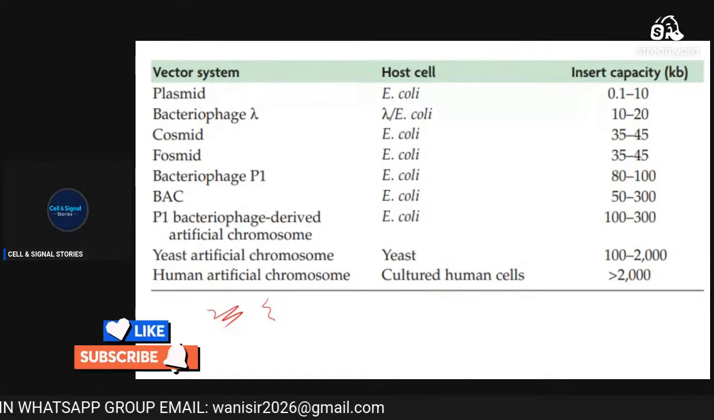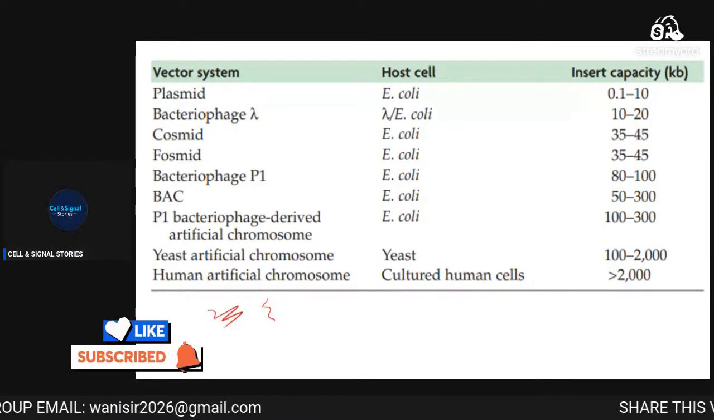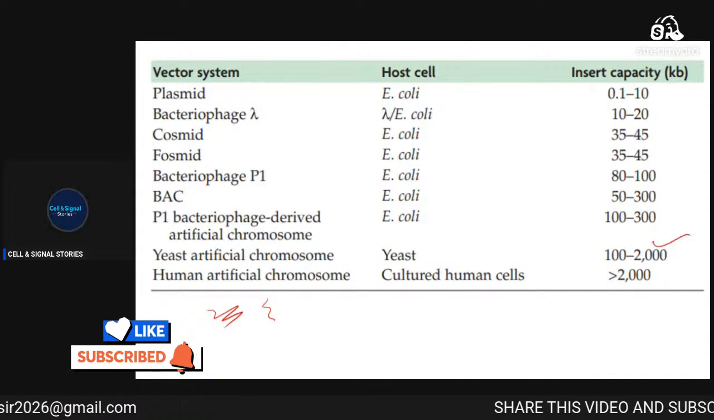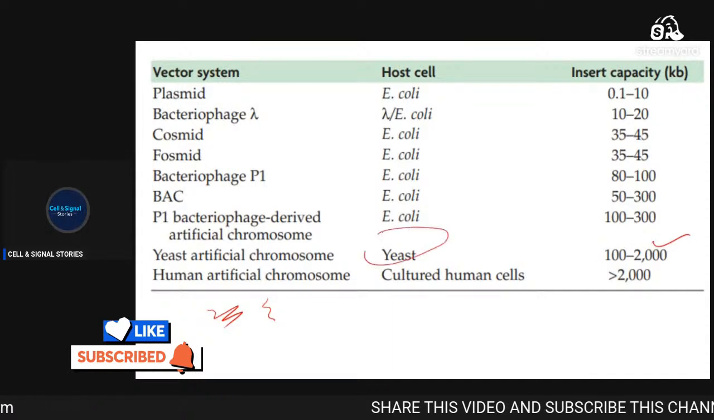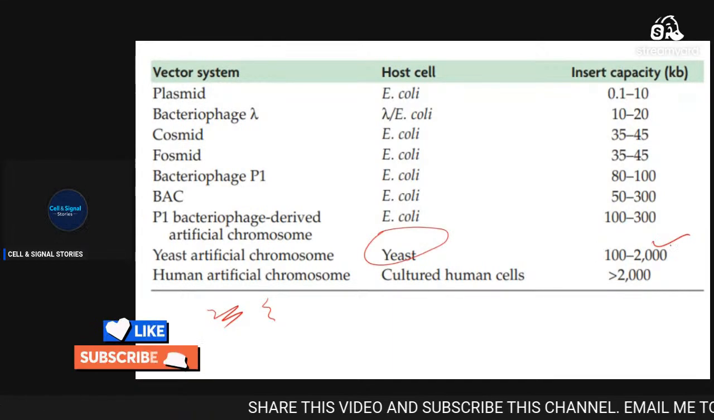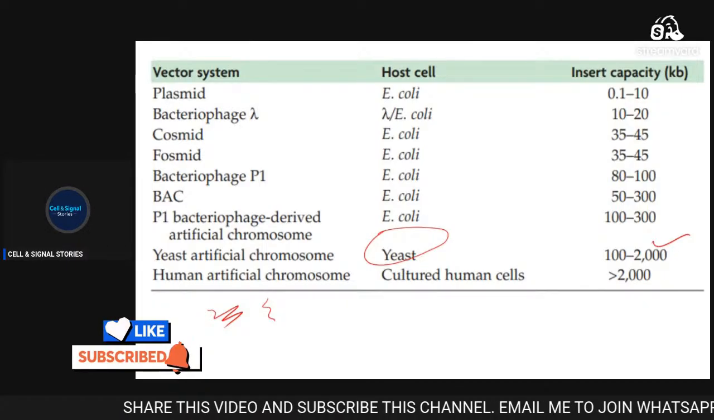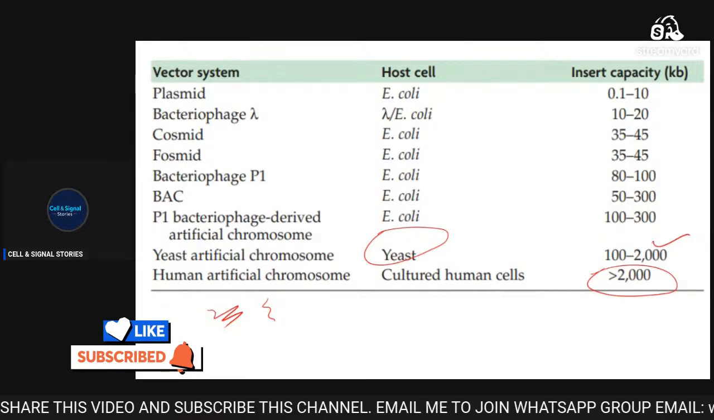Now for the yeast artificial chromosome, the yeast is the host, and the capacity is 1000 to 2000 kbs, and for the human artificial chromosome, it is more than 2000 kbs.